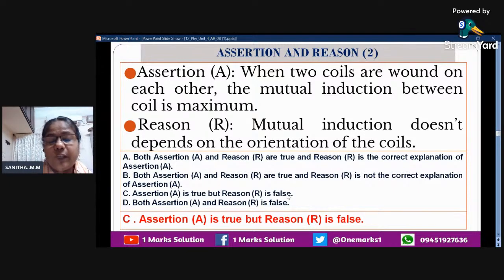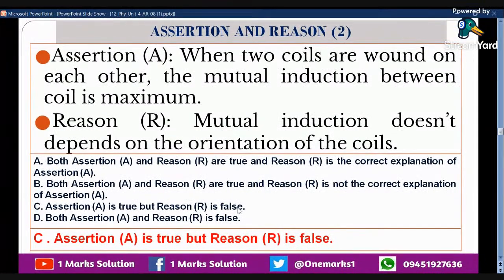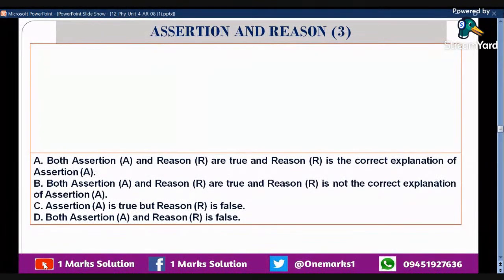If it is orienting, what is happening? The angle also changes. If the angle changes, surely the flux will change. What is the relation between the angle and the flux? Phi is equal to BA cos theta, where B is the magnetic field, A is the area, and theta is the angle. So whenever there is an orientation change, the angle is also changing. So the reason is wrong. Assertion is correct and reason is wrong. So the option is C. Let us move on to the next one.